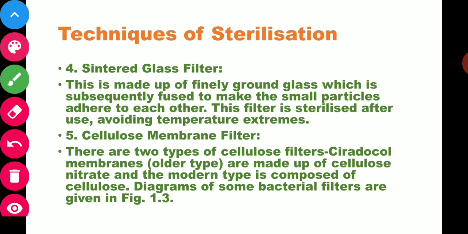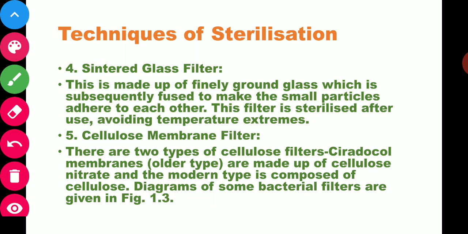The sintered glass filter is made up of finely ground glass which is subsequently fused to make the small particles adhere to each other. These filters are used for sterilization. After sterilization, avoiding temperature extremes. The last filter, that is the cellulose membrane filter, is generally used for tissue culture purposes.